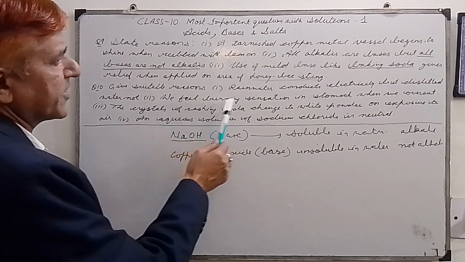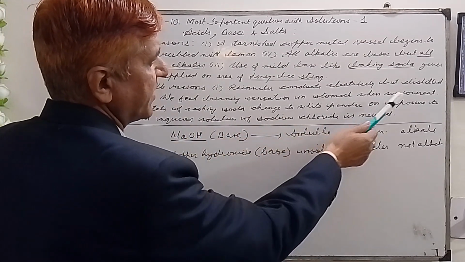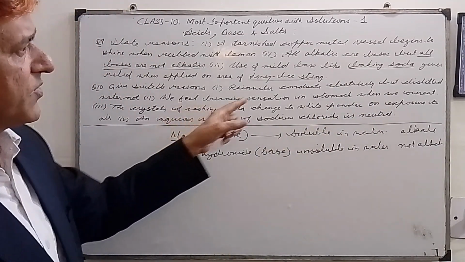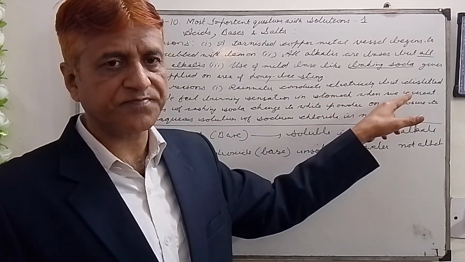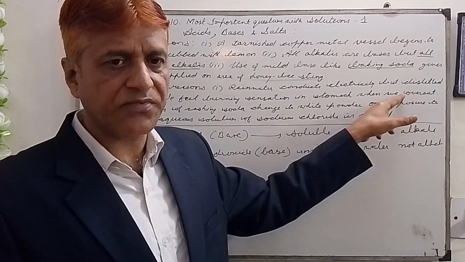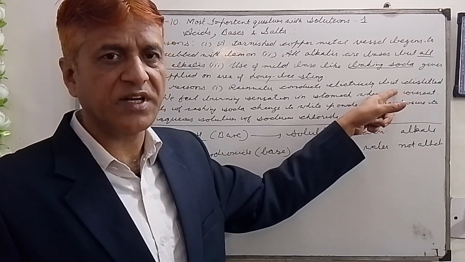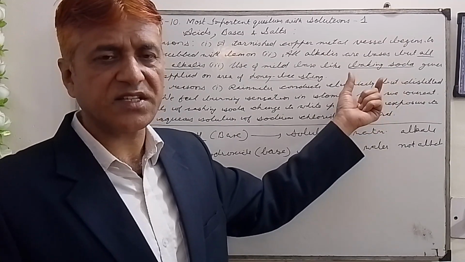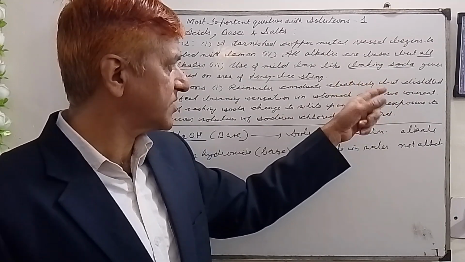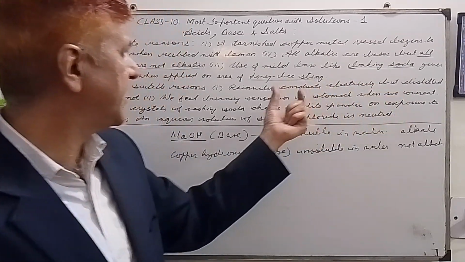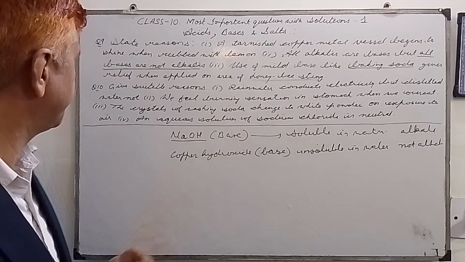Second is we feel burning sensation in stomach when we overeat. Actually when we overeat, excess of hydrochloric acid is formed in our stomach. Excess means more than enough. So due to that acid we have pain in our stomach.